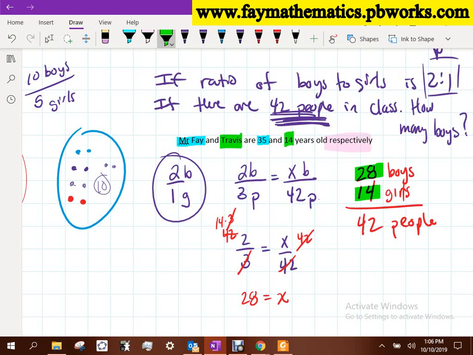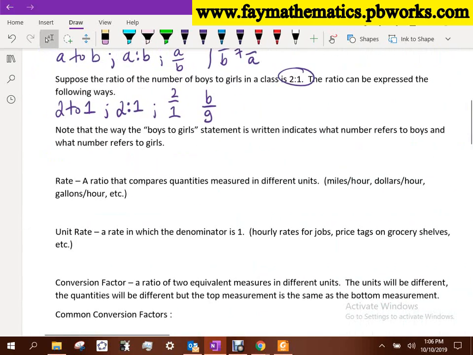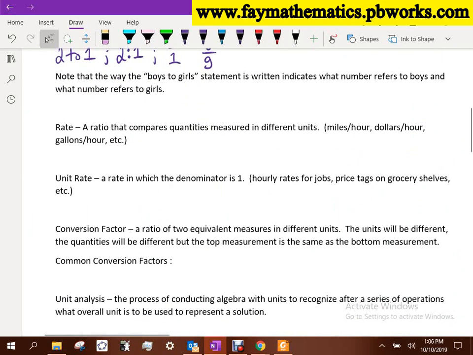Okay. So that type of problem, guys, is where we're going to get to in some of this work with ratios and proportions that this section and a couple of the other sections are going to target. Okay? Understand that if I say boys to girls, it's 2 to 1. If I wanted to flip that and say girls to boys, it would be 1 to 2, right? So we need to understand that those are different statements.